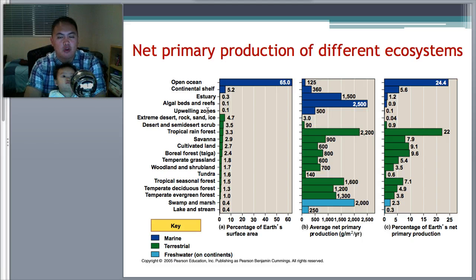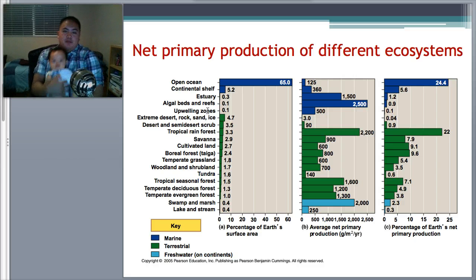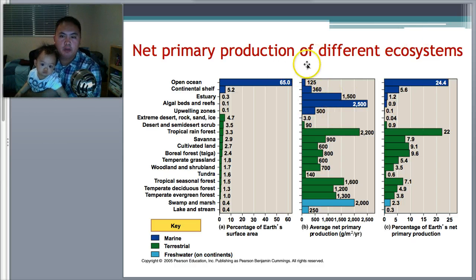Okay, so the whole world, you can see down the line, there's tons of different ecosystems, blue meaning marine and green meaning terrestrial, on land. But when we talk about average net primary production, open ocean is probably one of the least effective. In open ocean, there's not that many plants, there's not that many things that can be converted.